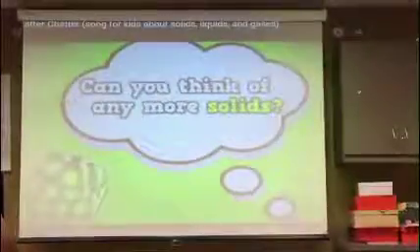Can you think of any more solids? All right, be writing down your solids in your foldable.